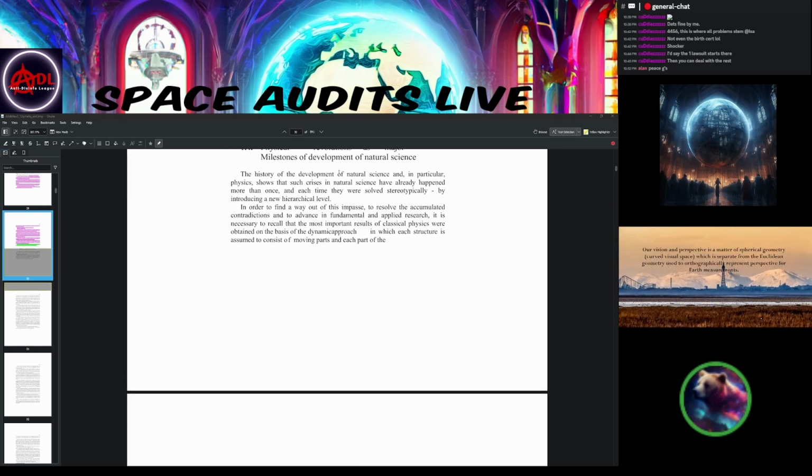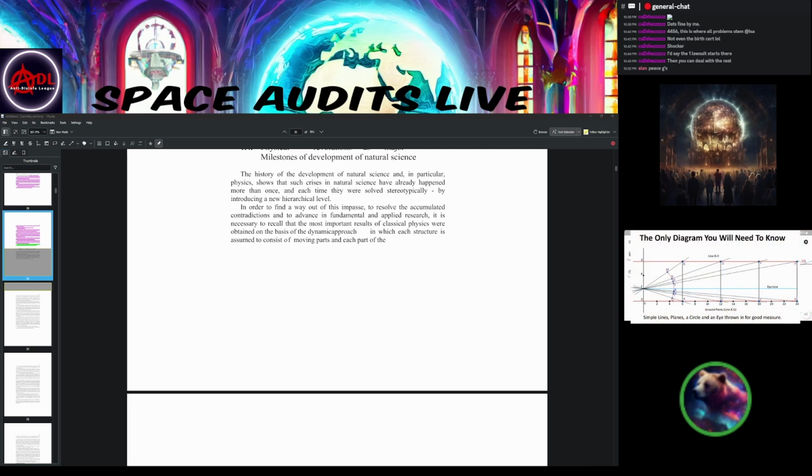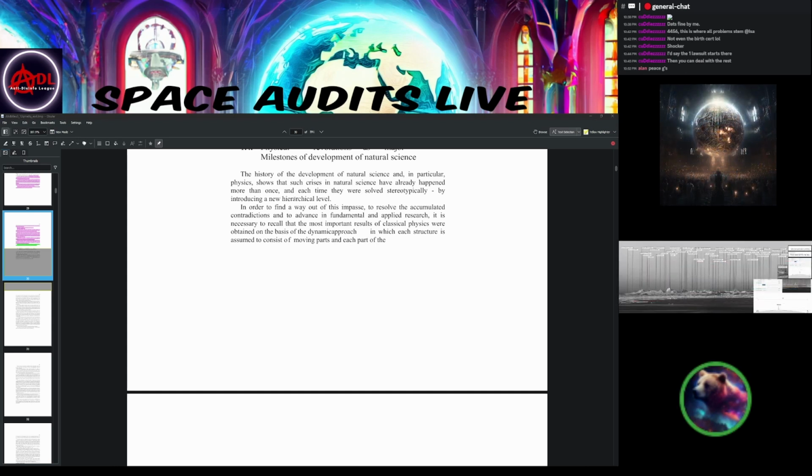The history of the development of natural science, and in particular physics, shows that such crises in natural science have already happened more than once, and each time they were solved stereotypically by introducing a new hierarchical level.